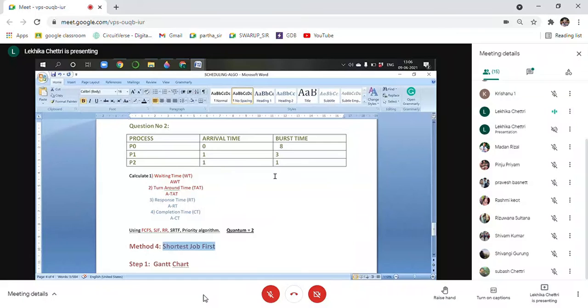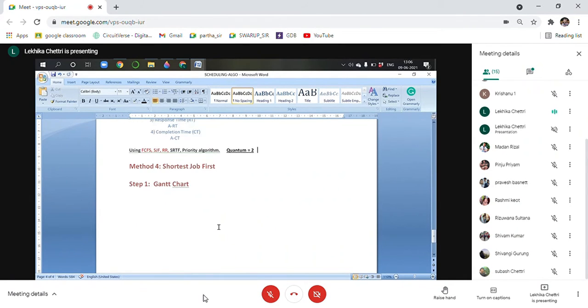In that case, what we do is we compare the burst time. Between the burst times of these two processes, which process has the shortest job period? So obviously, this is the one. So it will enter into the CPU. It will complete its task, then only it will come out, then P1 will enter into the CPU. Okay, so let's do Control Z. Let me draw the Gantt chart.